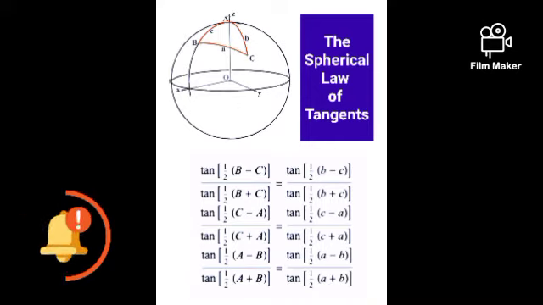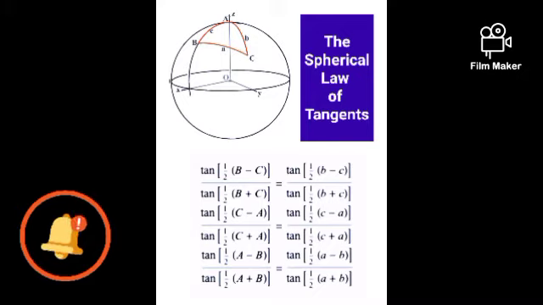So if you are considering the angles C and A by the spherical law of tangents, the equation will be the ratio of the tangent of half C minus A, the difference of the angles C and A, and the tangent of half the sum of the angles C and A, C plus A, and this ratio is equal to the ratio of the tangent of half the difference of the sides small c and small a, and the tangent of half the sum of the sides small c and small a.